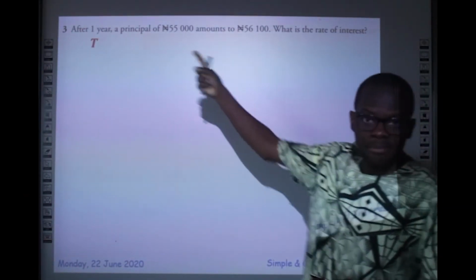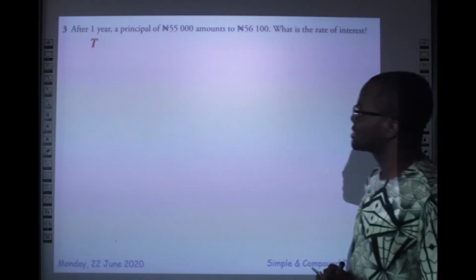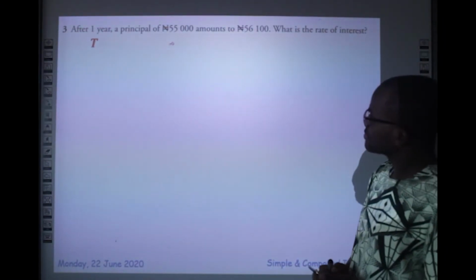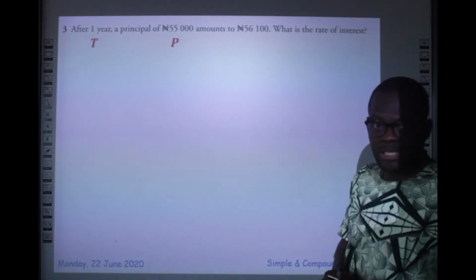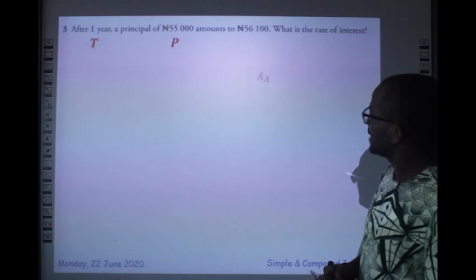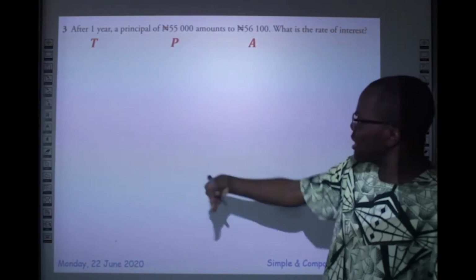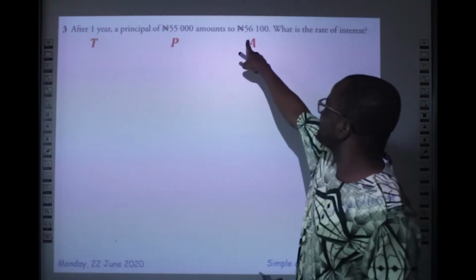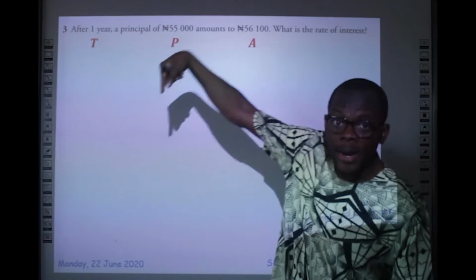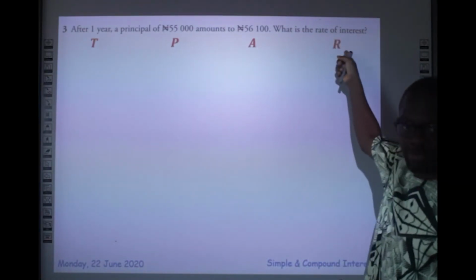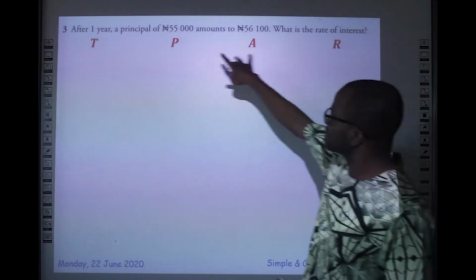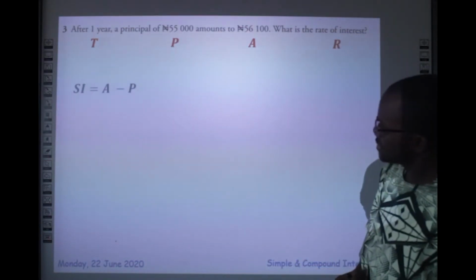So the time is just 1 year. Time is given. The principal is 55,000 naira. And then the amount, that is the amount you have after a year, is 56,100. And then of course, the rate is what we're looking for. We want to find what the rate is. So how do we proceed?